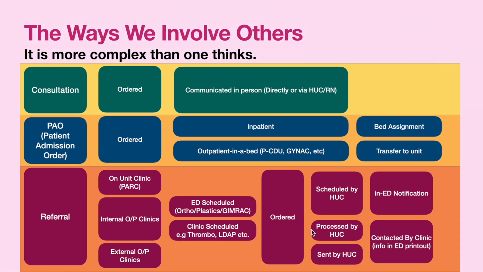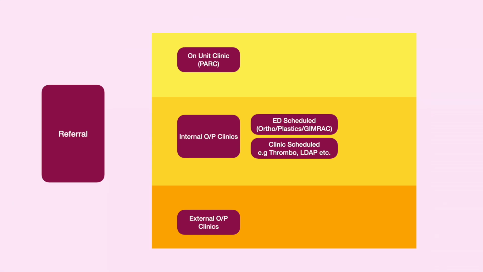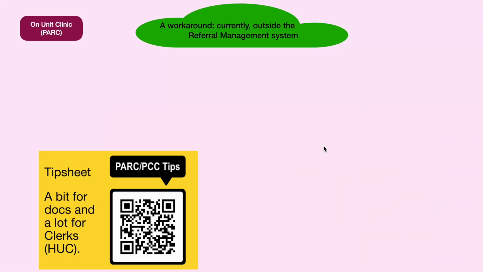Okay, so we did consultations, we did PAOs. Let's talk about referrals. 3 categories, we'll take them one by one. We'll start with PARC, and as I said, the only reason PARC is different now, it will eventually sit with orthoplastics and GIMRAC, is because it came in late to the game and we couldn't change the system, so we did a workaround, and I apologize to the unit clerks. We had no power over this, but as soon as we can, we will bring this into internal medicine.